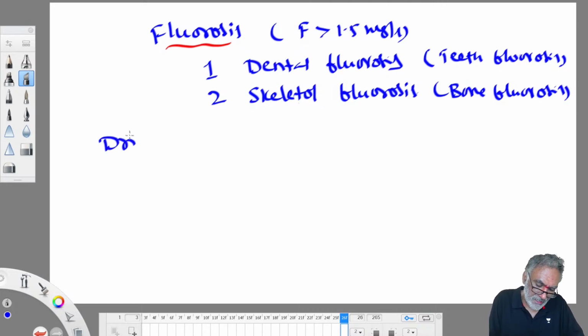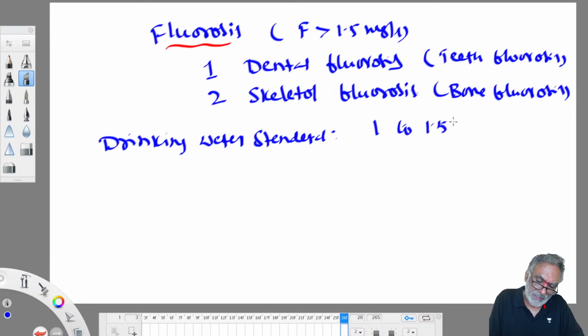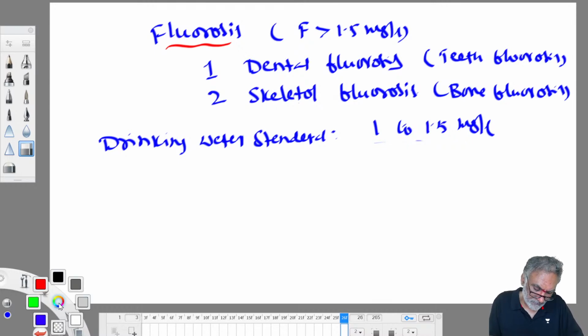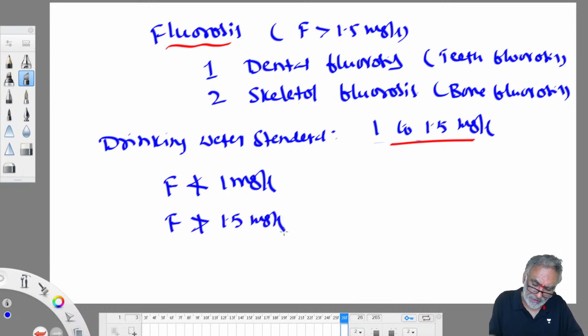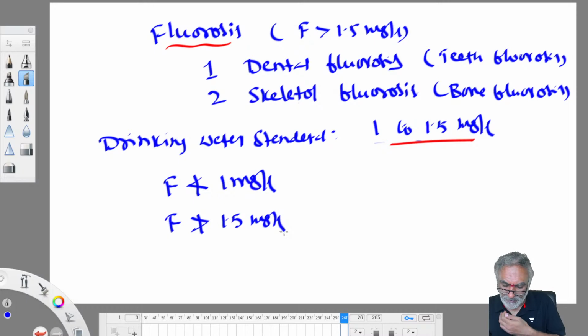Therefore, as a drinking water standard, fluorides in drinking water should be anywhere between 1 to 1.5 milligram per liter. Should not be less than 1, should not be more than 1.5. Understood? Fluorides in drinking water should not be less than 1 milligram per liter and should not be greater than 1.5 milligram per liter. So we should maintain anywhere between 1 to 1.5 milligram per liter.